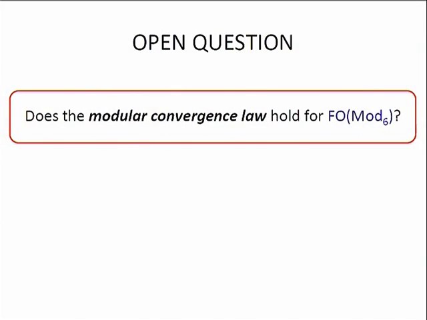I think in a moment I'll talk about connections to circuit complexity. But some of you may be familiar with this. There are open questions still about AC0 with mod 6 quantifiers, and in my mind, getting a result about first order logic with mod 6 quantifiers would potentially shed some light on AC0 with mod 6 quantifiers. So I think it's a very interesting question.